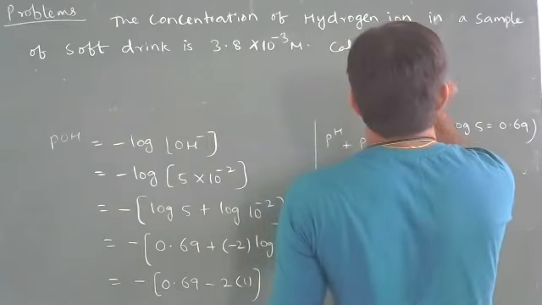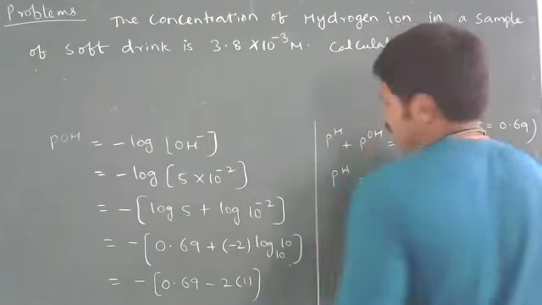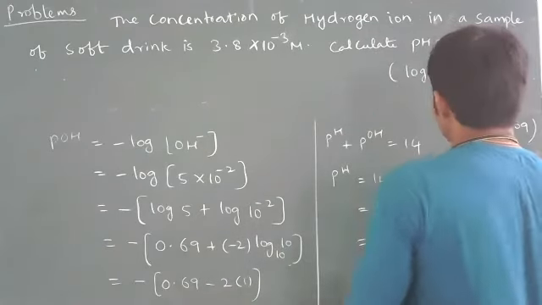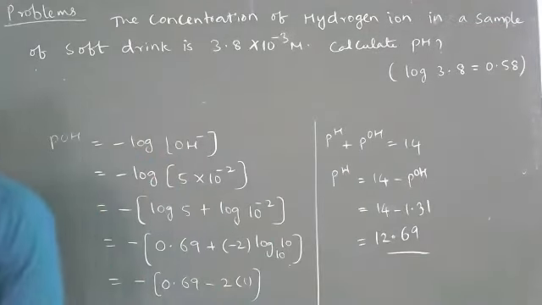So here I am giving log 3.8 value. I will give you the log 3.8 value, 0.58. No, you are adding. We had to subtract. See, we made a negative sign mistake.